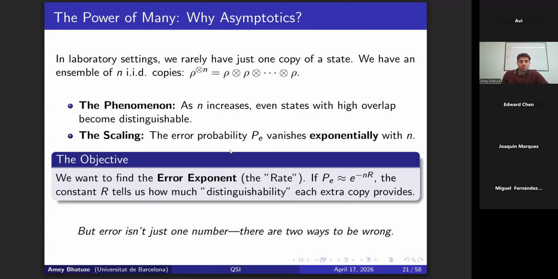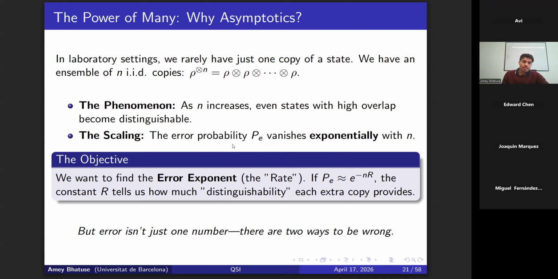Now, okay, this seems good, but when we want to find how much, this is the objective of asymptotic hypothesis testing, where you want to find the error exponent, which is the rate at which your distinguishability appears with respect to the number of copies. So if the error is like an exponent of minus nR, the constant n is the number of copies. The constant R tells us how much distinguishability each extra copy provides.